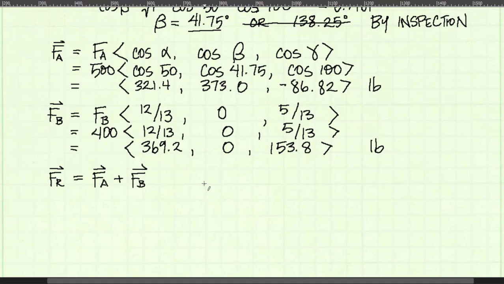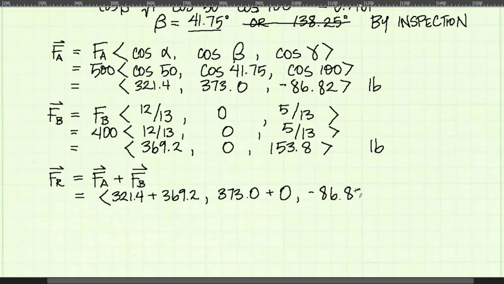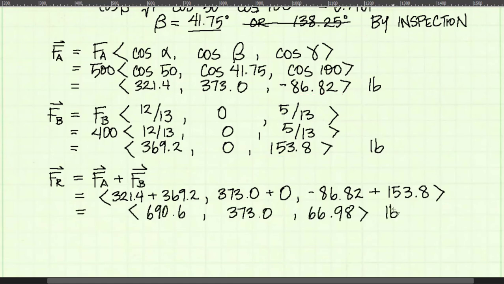We find our resultant force vector by summing forces A and B. I sum them by adding the i components of both vectors, the j components of both vectors, and the k components of both vectors. And now I have my resultant force vector in Cartesian notation.